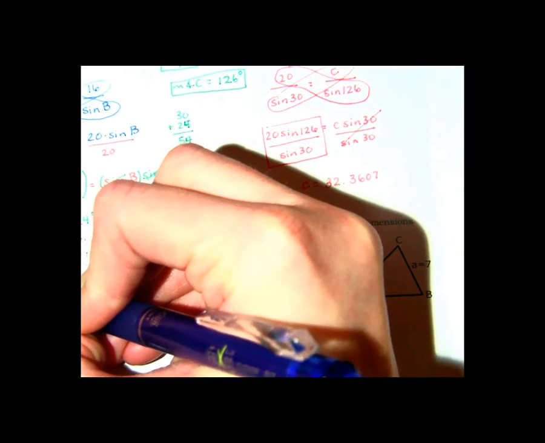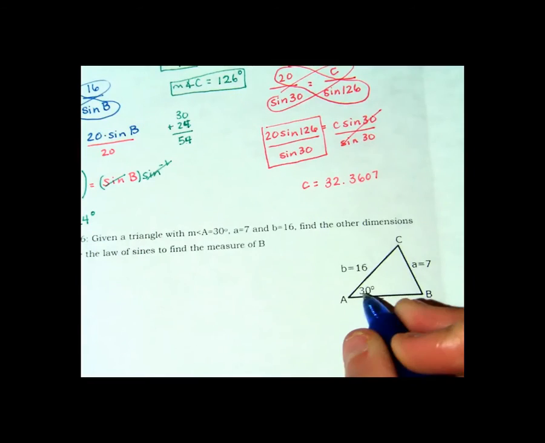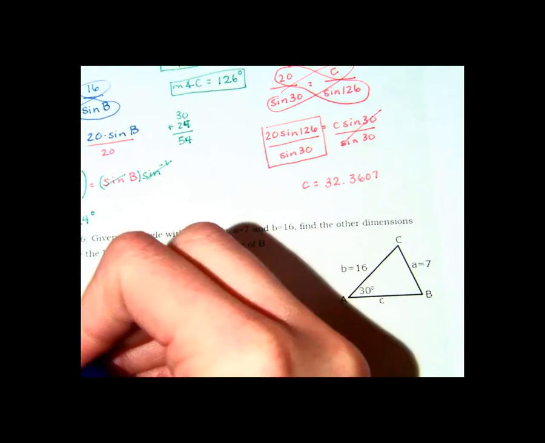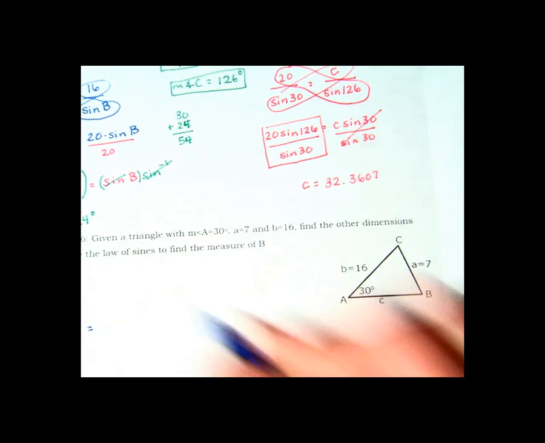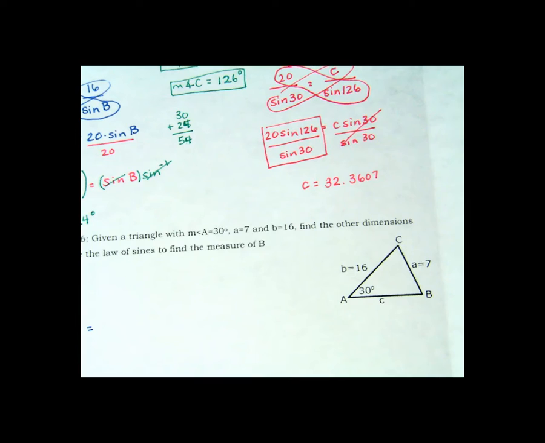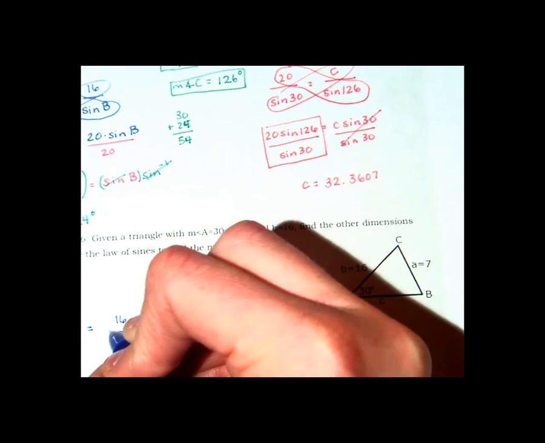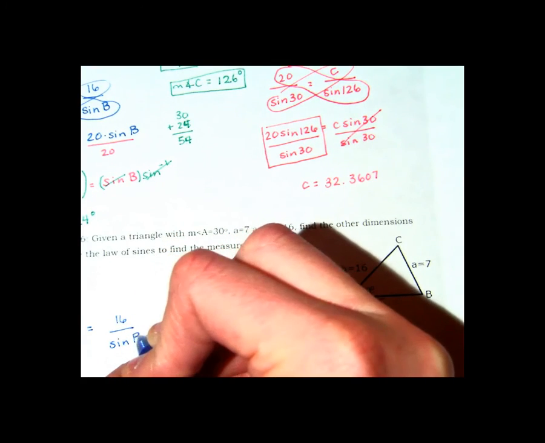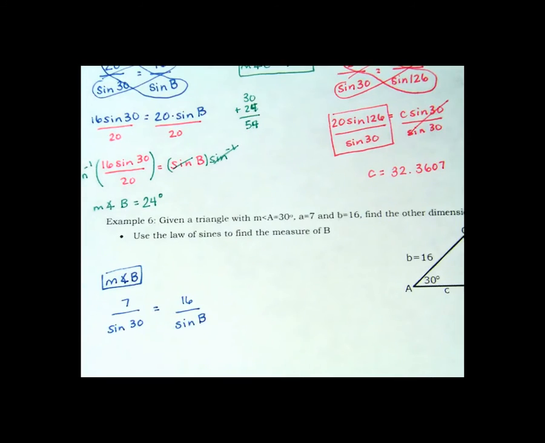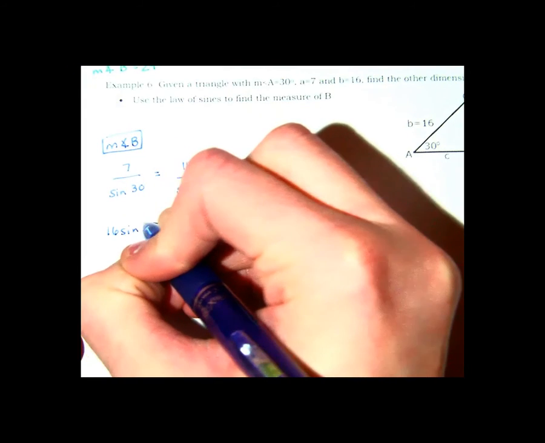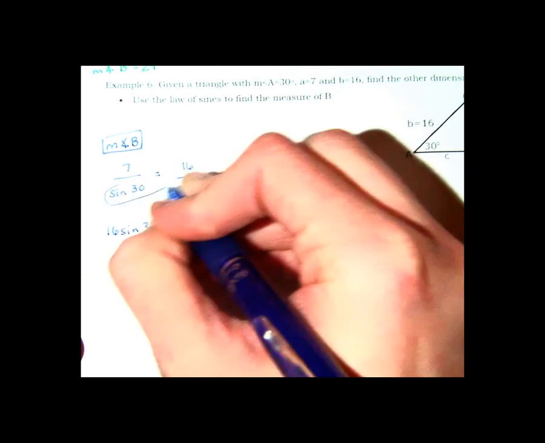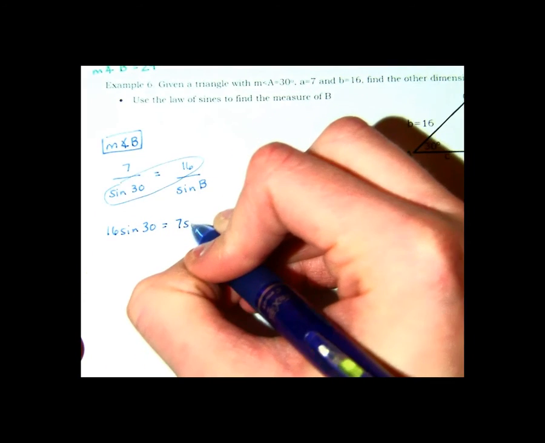What do we already know from this triangle, no matter what? We know angle A and the side A. So what do we set up? Equals. We're looking for 16 over sine of B. Then what do you do? So 16 sine of 30 equals 7 times sine of B.